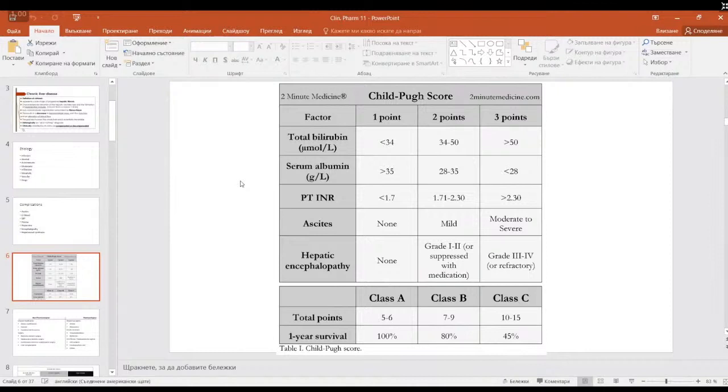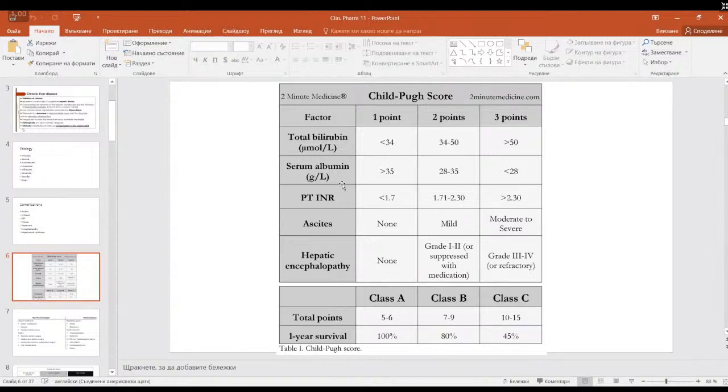And here you can see that we use total bilirubin. You should take care about the units that are used, because in different countries, different units are used.